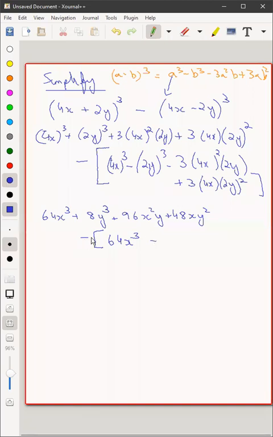We're keeping the minus outside. First, we're going to simplify the inside, then we're going to open the bracket. Do the minus together: 8y cube plus minus 96x square y plus 48xy square.